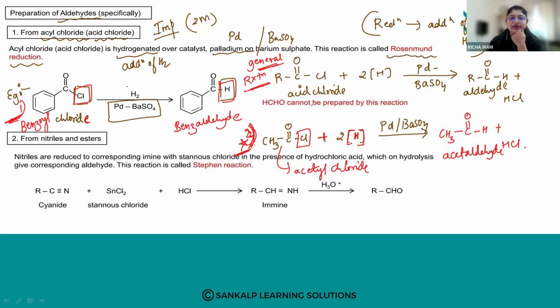So the general reaction: we are taking an acid chloride and we are going to do hydrogenation. Hydrogenation means we are going to add a hydrogen molecule in the presence of a catalyst like palladium on barium sulfate, and we'll get an aldehyde and HCl. So these are the products obtained. This aldehyde cannot be reduced further, so we will get only aldehydes here.